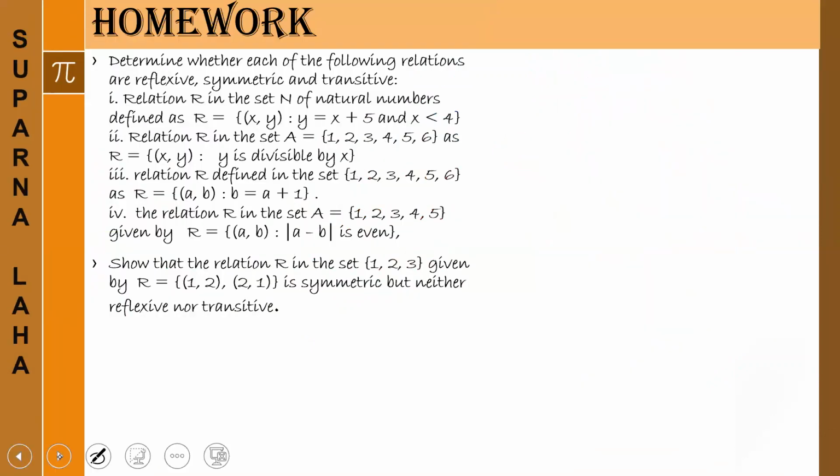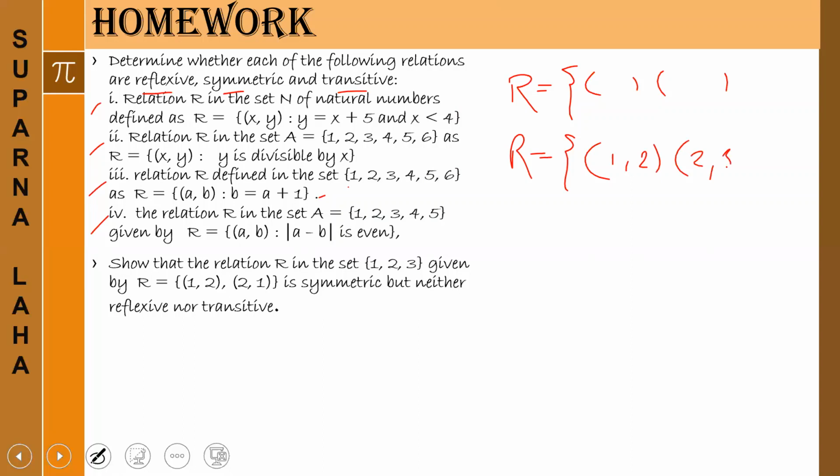Next, some homework. Here these four relations are given. You can check whether this relation is reflexive or symmetric or transitive. You can check these problems by taking their elements. For this one, I can say this A and B belong to the set {1, 2, 3, 4, 5, 6}. So the (A, B) pair should be: if A is 1, B is 2. If A is 2, B is 3. If A is 3, B is 4. If A is 4, B is 5.